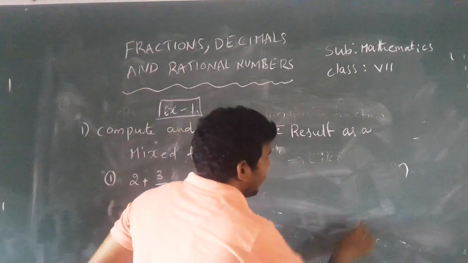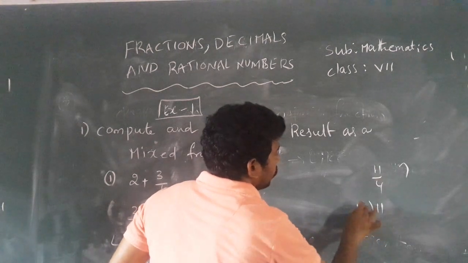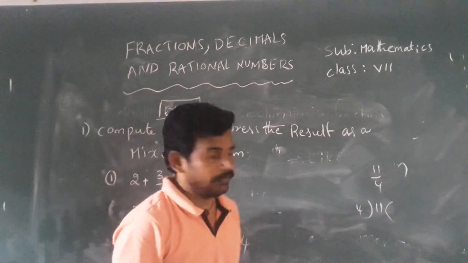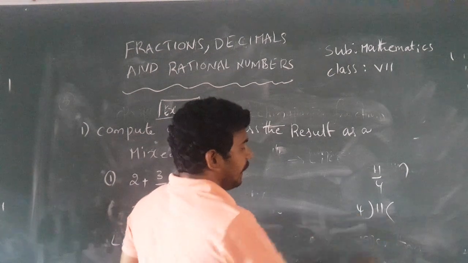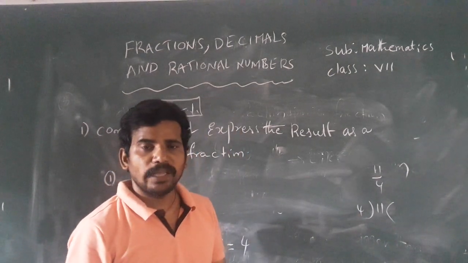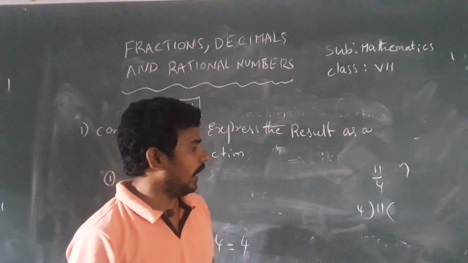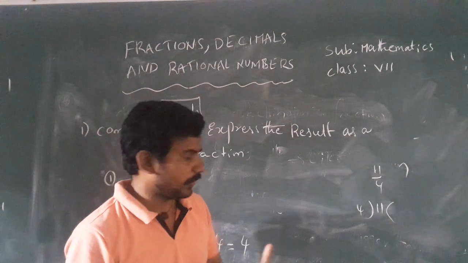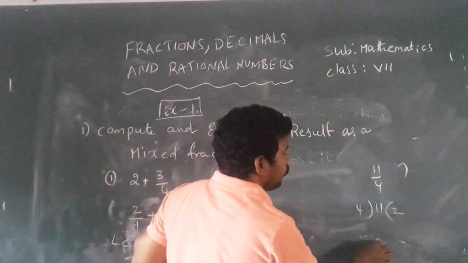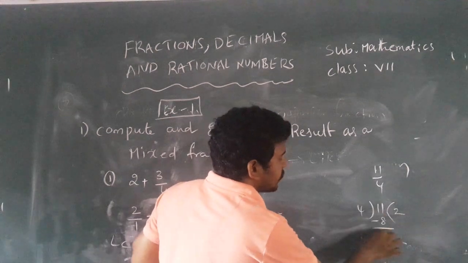See, children, take 11 by 4. Do the division. So 4 in 11, how many times is it divisible, children? Take the 4 table: 4 1 jar 4, 4 2 jar 8, 4 3 jar 12. The 12 is more than 11, so you take only 2 times. 2 4 jar how many? 8. 11 minus 8, how much, children?